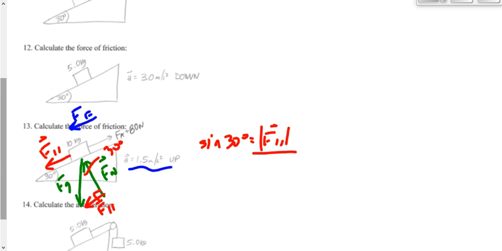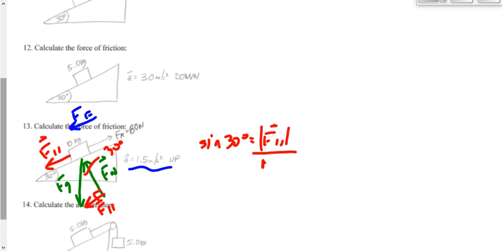As I was walking around, I saw at least one person call F parallel FP. Is that okay? It doesn't really matter what you call it, right? As long as you understand what you're labeling there. I say F parallel, like 2 parallel lines. You want to say FP, that's fine.